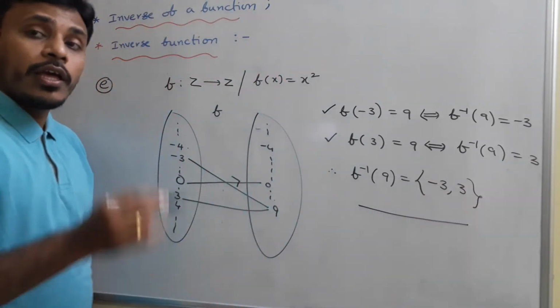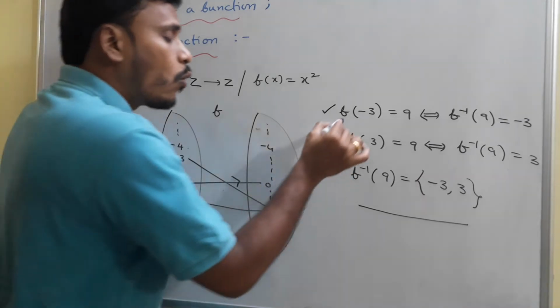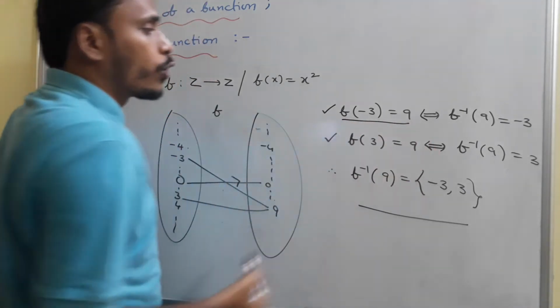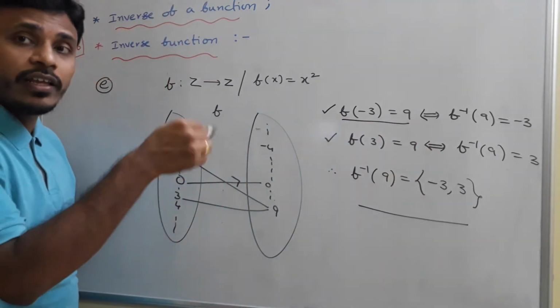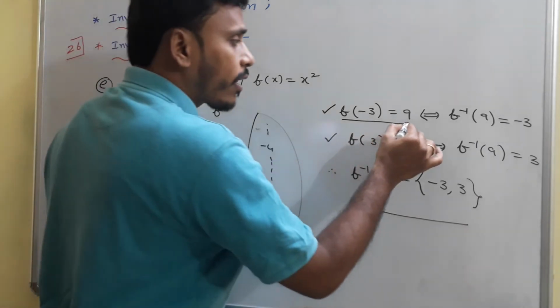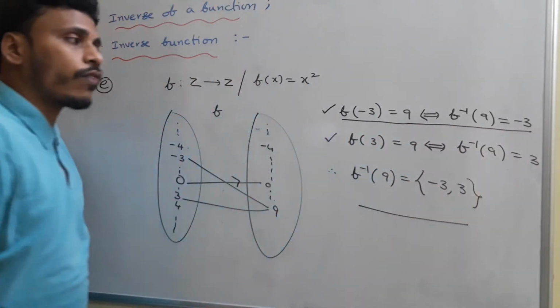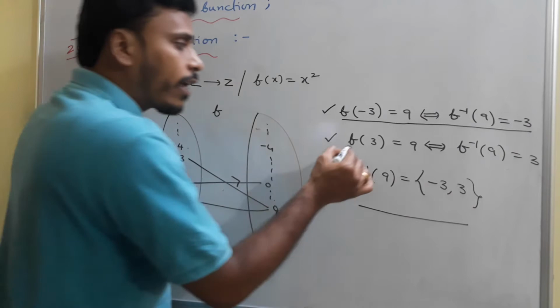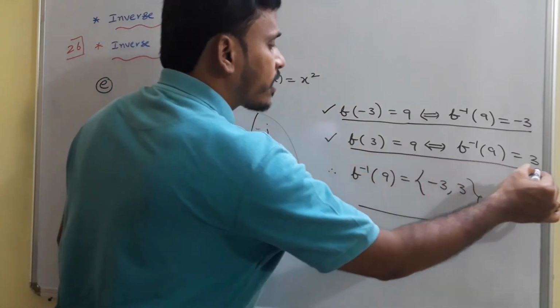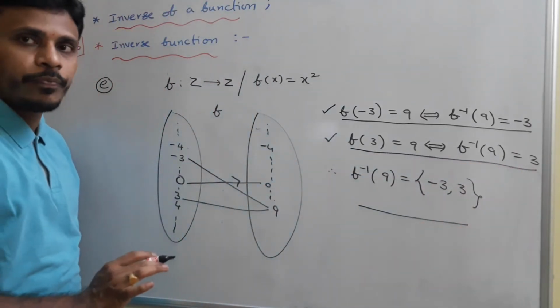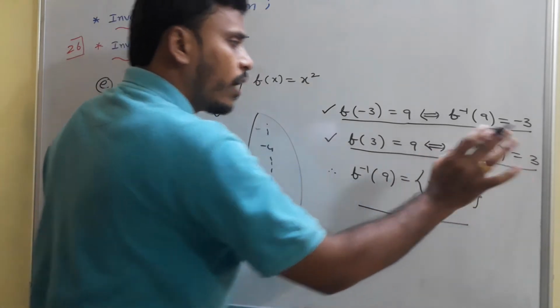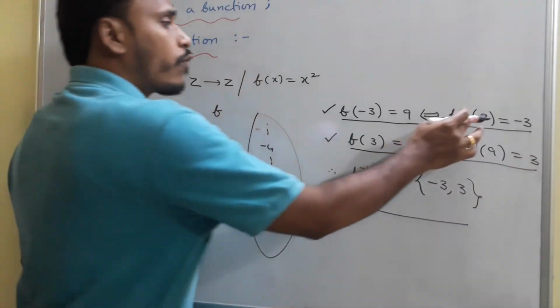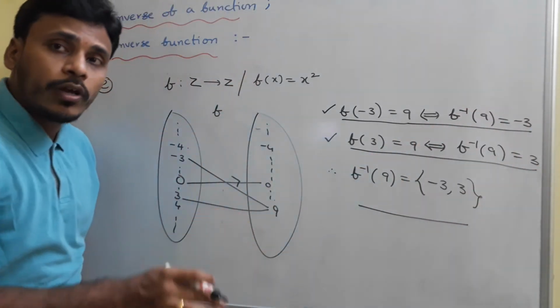Just have a look. If you have only f of minus 3 is equal to 9, then in another way we will rewrite it as f inverse of 9 is equal to minus 3, and f of 3 is equal to 9 can be rewritten as f inverse of 9 is equal to 3. So f inverse of 9 is equal to 3 is a correct statement. F inverse of 9 is equal to minus 3 is also a correct statement.